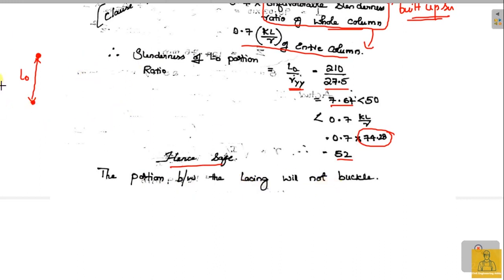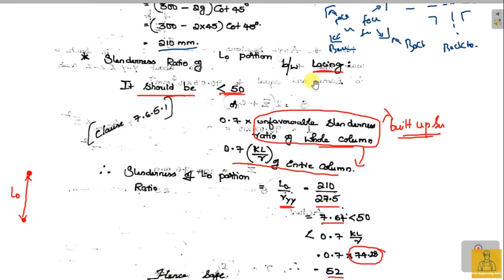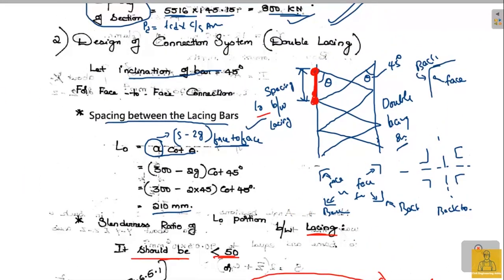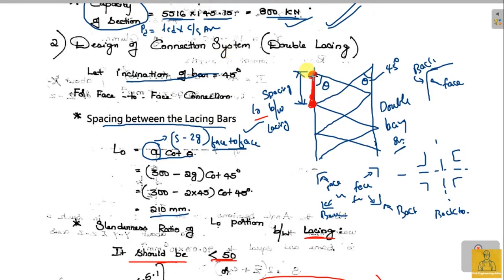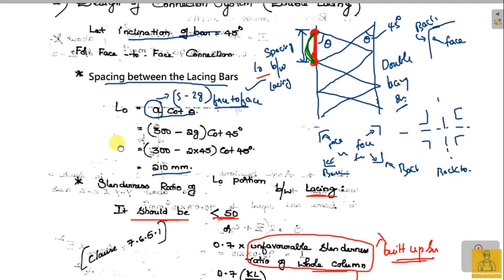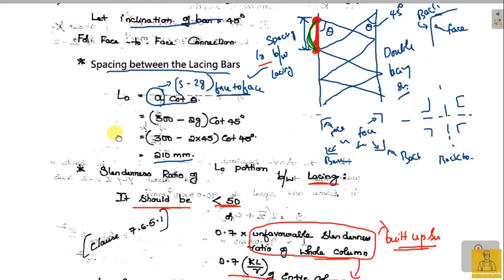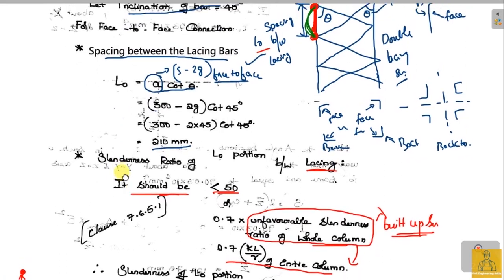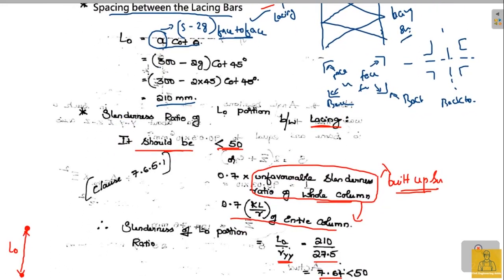You know how buckling happens, right? So let me show you that here in this figure once again. See, this column is going to buckle in this way. But since the slenderness of this portion is very much less, this portion of the angle section is not going to buckle. So we are safe. Okay. So now we found out two things here: the spacing of the bars, and the slenderness ratio check of that portion. So now we have to go for the remaining part.